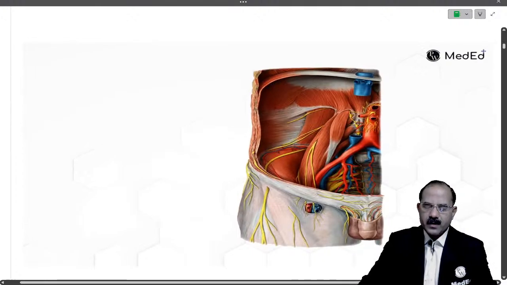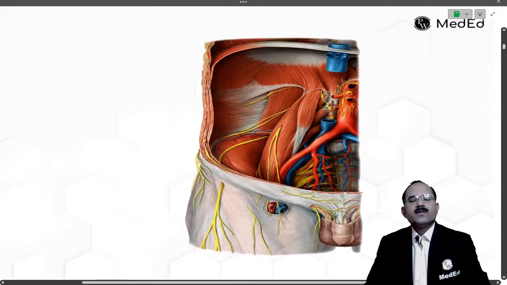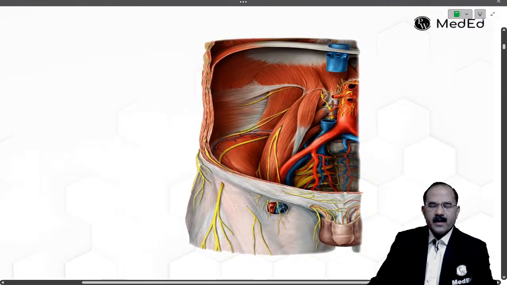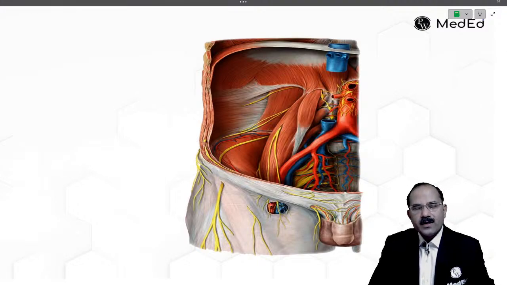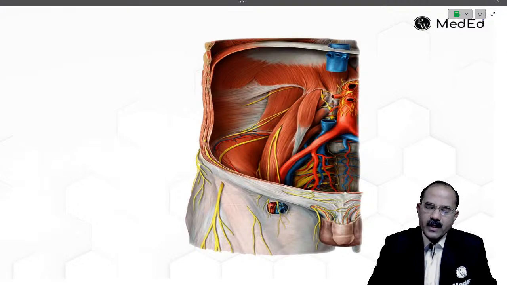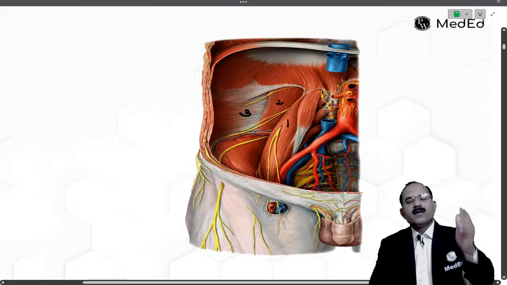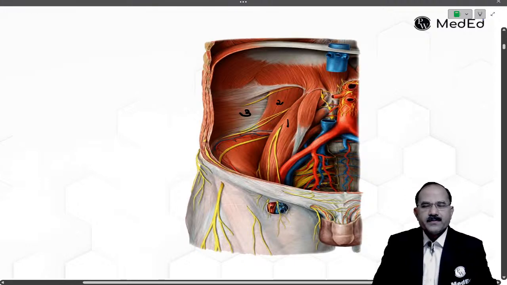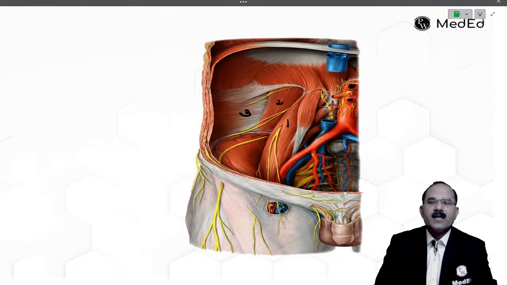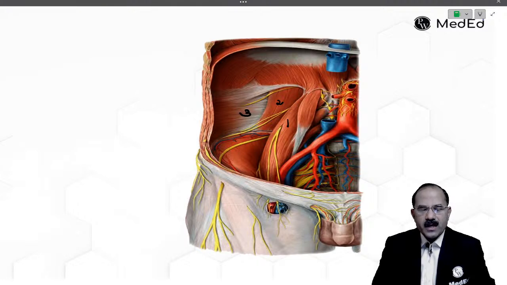With this, have a look at this slide. Try to identify and tell what are the things that you're seeing. This is a slide of posterior abdominal wall, correct? Can anyone name these muscles here? This is number 1, that's number 2, that's number 3. These are the muscles which form the posterior abdominal wall. Number 1, you can guess this. That's psoas major.